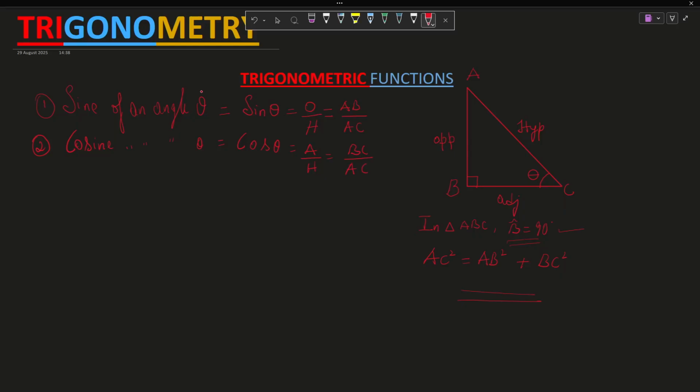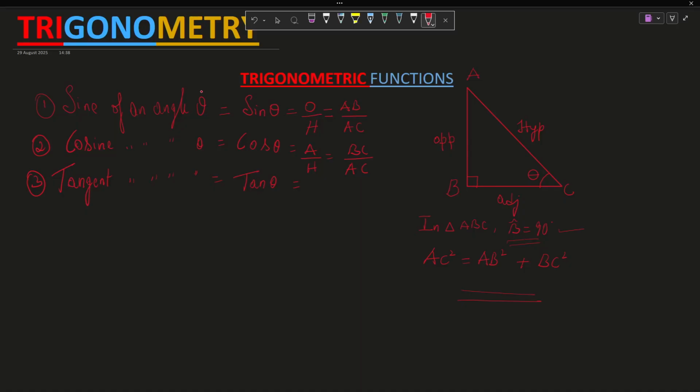Something is common in both sine theta and cos theta, that is in the denominator. Both of them are involved with the hypotenuse, which is the greatest side here. So the third function is going to be called tangent, T-A-N-G-E-N-T. Tangent of an angle theta is called tan theta.